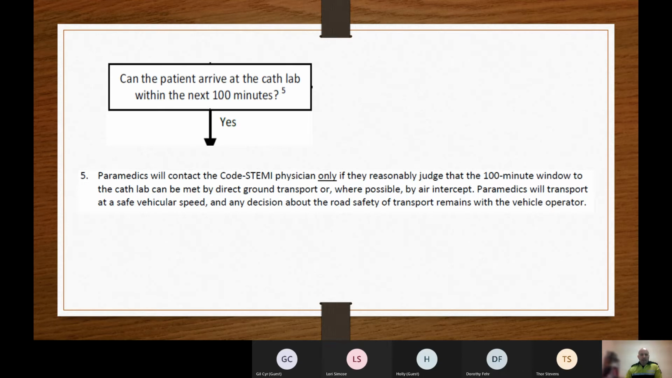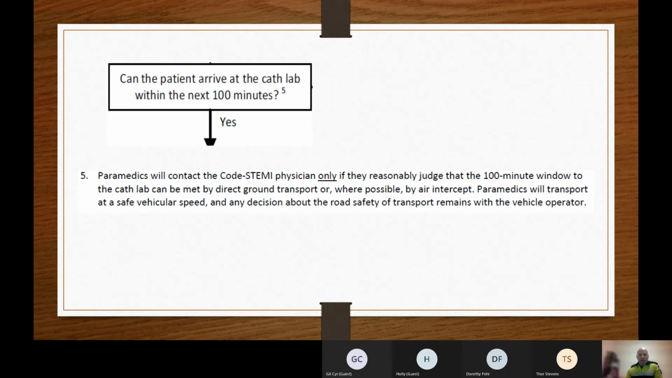If the answer is yes, the paramedics will contact the physician only if they reasonably judge that a 100-minute window to the cath lab can be met by direct ground transport, or where possible by air intercept. So if it's going to be more than 100 minutes from the door to St. B, we're just going to go to the closest ED. Don't say, well, call the cardiologist, we're 150 minutes away, but if we got a helicopter, we can make it. The memo went out a little while ago stating that if it's more than 100 minutes when you arrive on scene, just go to your closest ED.